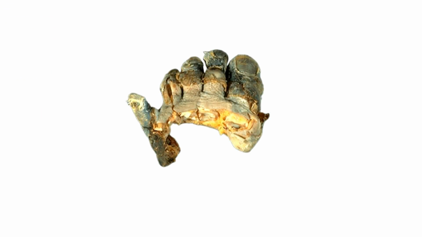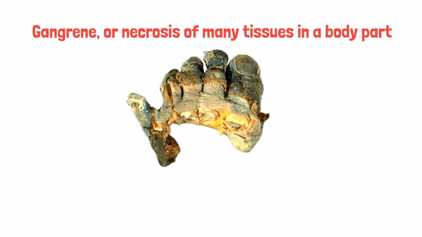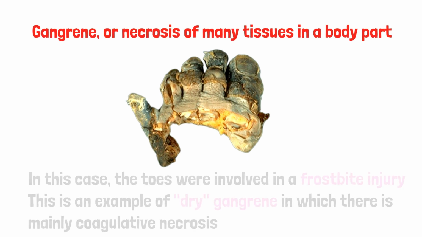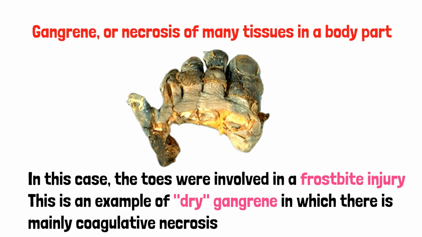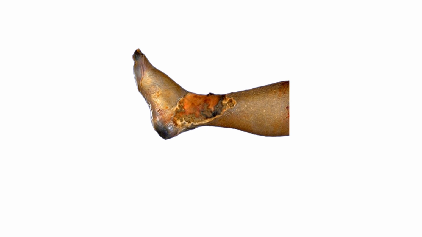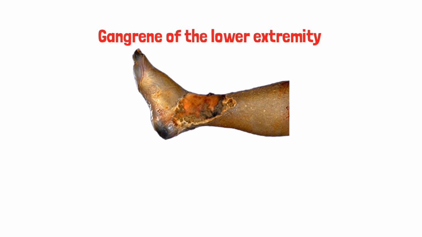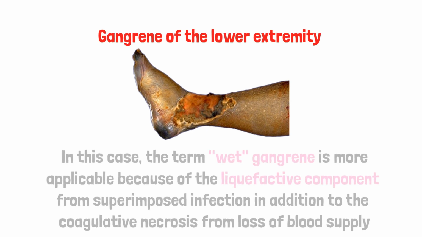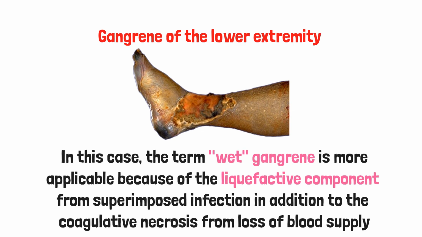Let's have a look. This is gangrene or necrosis of many tissues in a body part. In this case, the toes were involved in a frostbite injury. This is an example of dry gangrene, in which there is mainly coagulative necrosis. This is gangrene of the lower extremity. In this case, the term wet gangrene is more applicable because of the liquefactive component. With this, we wrap up all the types of necrosis.